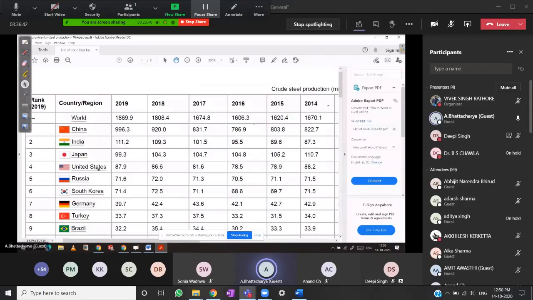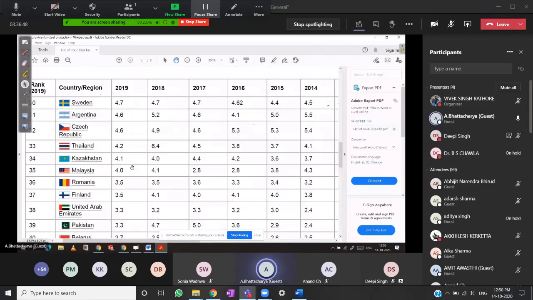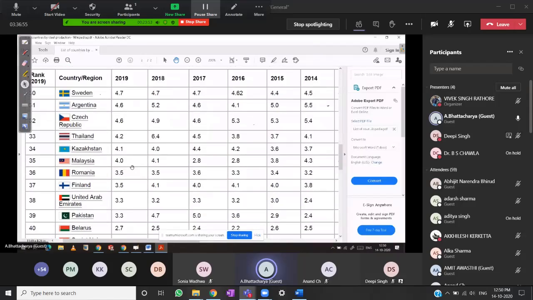You can get this chart in Wikipedia. So this is the situation of where we stand. We go to the next.